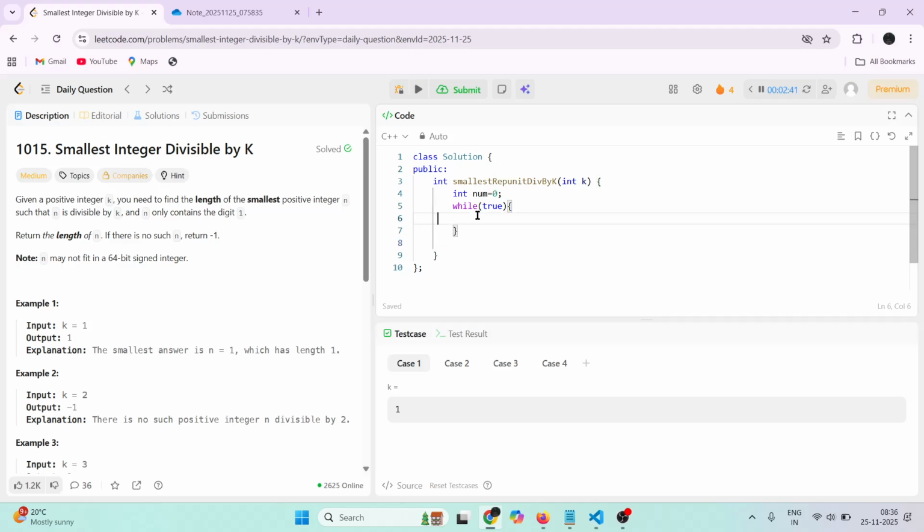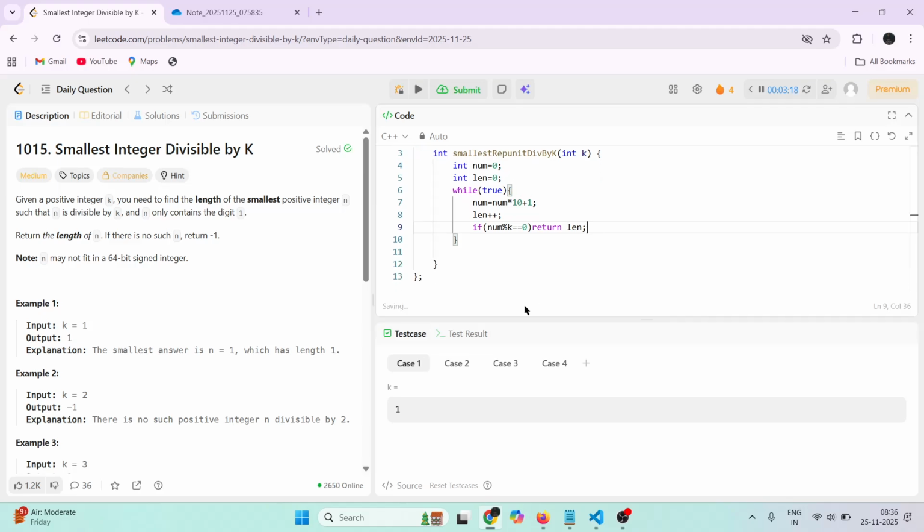So num becomes num times 10 plus 1. Now what is our work? If num modulus k equals 0, that means we found it, but we have to return the length. So we can also declare a length variable, int length equal to 0, and whenever we get the next number, we increase the length. If divisible, then we return length. So this should work, but not always.